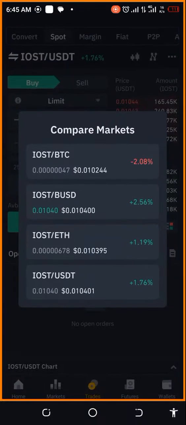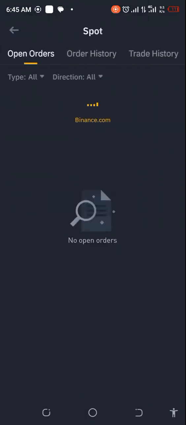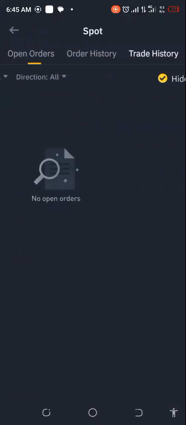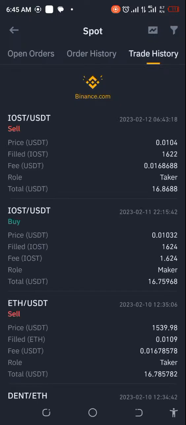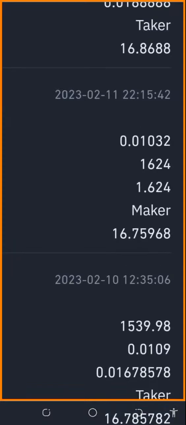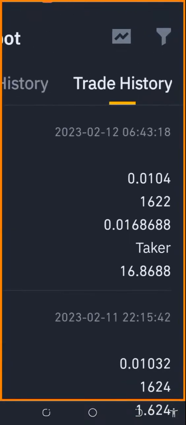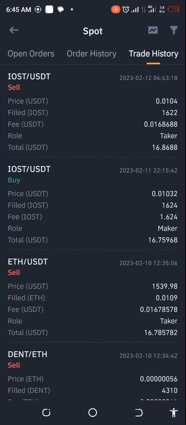Now let's go back and see how much we bought IOST with USDT. Looking at the order book one more time so that you understand the concept of the boomerang strategy. We bought it at what price? We bought it at 0.0103. Can you see that? 0.01032. And we sold it at 0.0104. So that's the concept. Get this right.